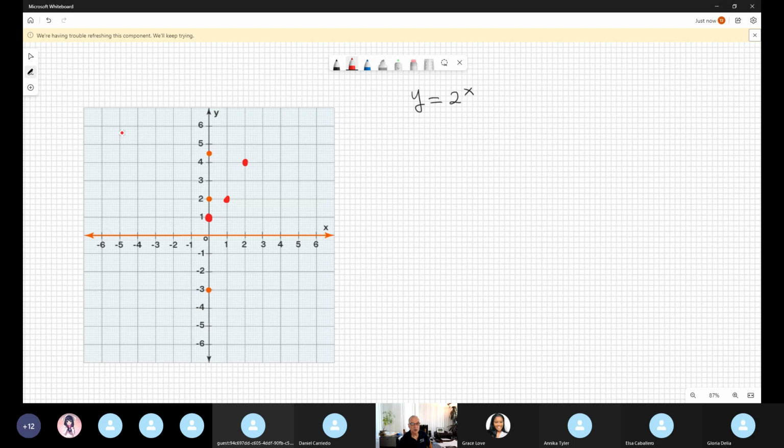And negative 1 is 2 to the negative 1, which is a half. It's a half of this segment, and negative 2 is a half of the half. And you say it is asymptotic. The curve of the exponential that we studied last class looks like that.